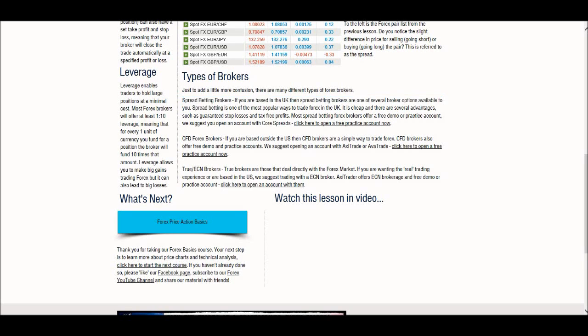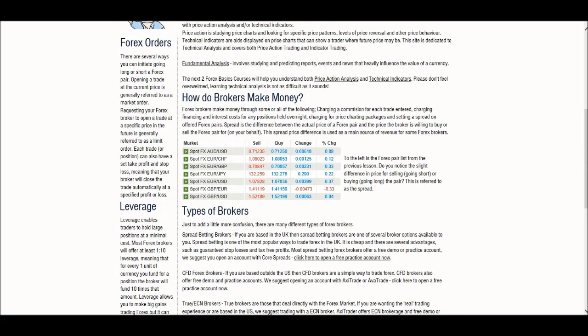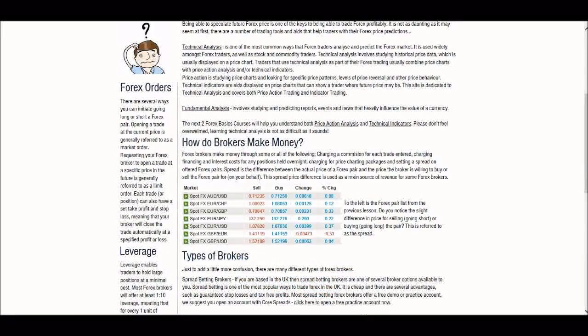We have spread betting brokers, which are very popular if you're outside the US. Here in the UK, spread betting is becoming very popular indeed. We have CFD Forex brokers, and then we have true ECM brokers. Read the details for each of these on this page, and then open an account accordingly. If you are in the UK, I would suggest a spread betting broker. If you're in Europe, I would suggest a CFD broker. If you're in the States, then you'll need a true ECM broker, and you can open an account by clicking this link.